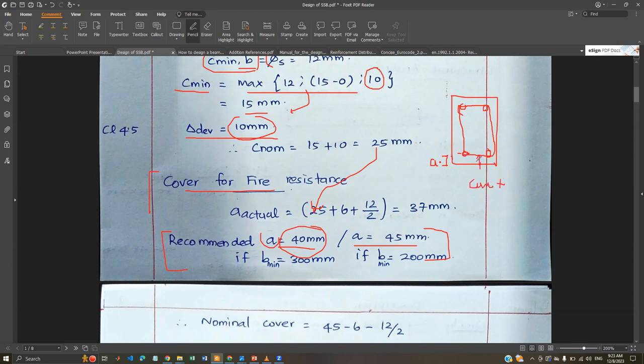In addition to that, the stirrup diameter. Since I'm considering this part, the stirrup diameter also will come, plus half of the bar thickness. So that is what I have done here, and I have found my A actual, which is 37 millimeter.